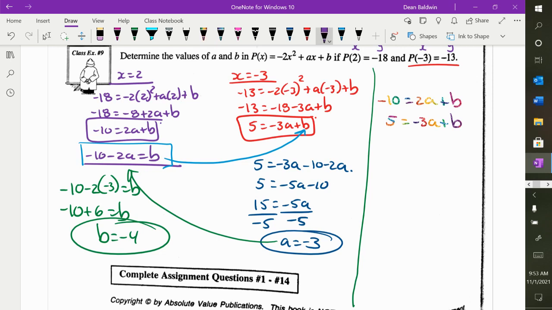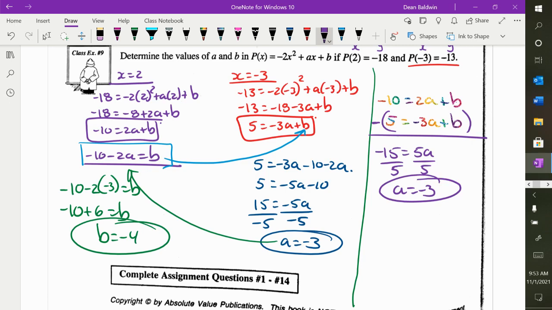Subtract the equations. Negative 10 minus 5. What's negative 10 minus 5? 2 minus negative 3. Thank you. b minus b, no more b's. So what does a equal? Divide by 5. And then you can solve the other one just by plugging into one of those.